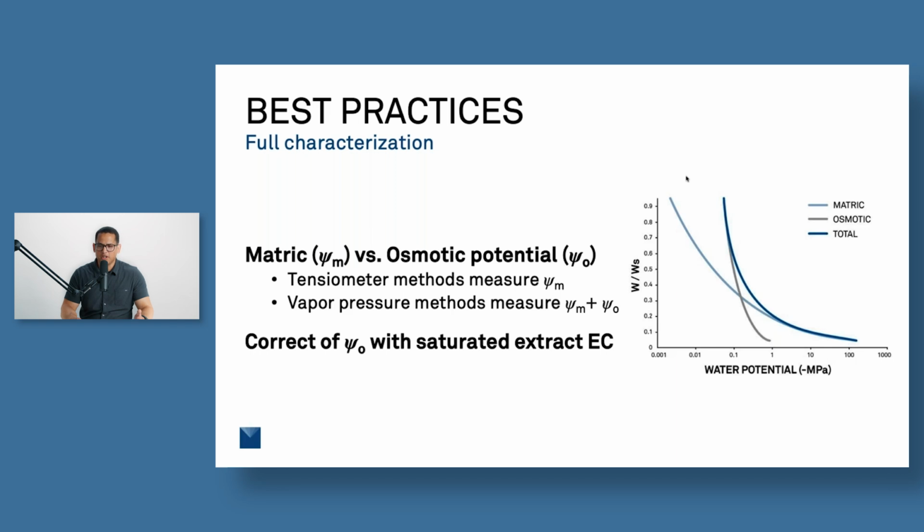So what we can do is we can actually correct for the osmotic section from the vapor pressure methods by taking a saturated extract EC measurement and then using some simple equations. And we have a white paper on this. So if this is something you're not familiar with, we have resources out there that you can use to actually make this correction. But if you measure the saturated extract EC and you know the water content for each point, you can actually calculate what the osmotic potential is for each of those points and then remove that to get the matric potential from the vapor pressure methods.